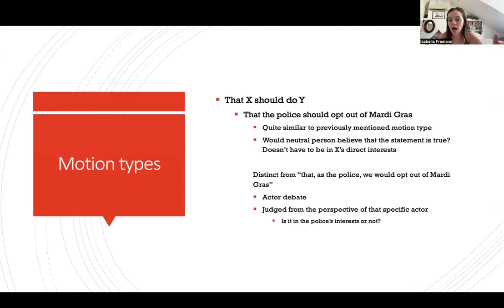So that's how we would distinguish that from a second kind of motion, which is below, which is an actor motion. One is just, is it in the general interest of the population for something to happen, versus is it in the interest of a specific actor, so the police. The second one is that as the police, we would opt out of Mardi Gras. In the second one, you would make arguments like it's not in the police's interests and the police have an incentive to march in Mardi Gras. But in the first, you couldn't make those arguments because you're not arguing from their perspective. Similarly, in the first debate, you could make arguments about how LGBT people would like this, but in the second one, you couldn't, unless you could explain why that's important to the police specifically.